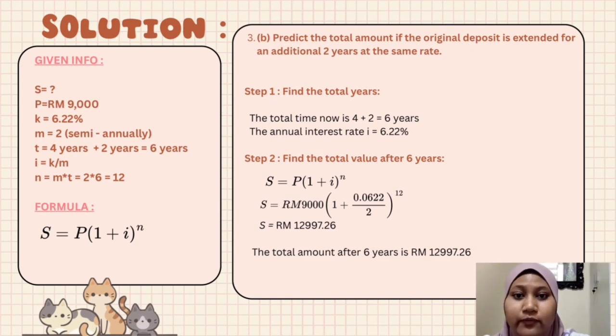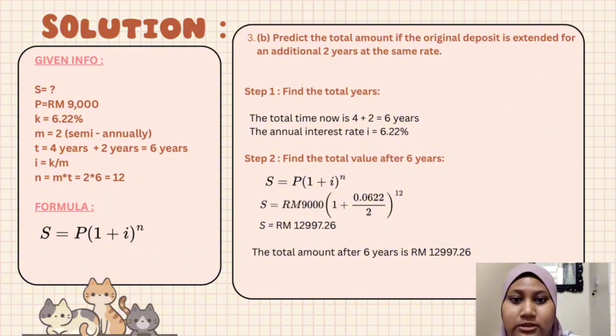For the first step, we need to find the total years. The total years is 6, because the previous period is 4 years, and now City wants to extend another 2 years. Just add these 2 years, and we get the new time, which is 6 years. And we need to use the same rate, which is 6.22%. For the second step, we need to find the total future value after 6 years. So we just use all of this information and put it in our formula.